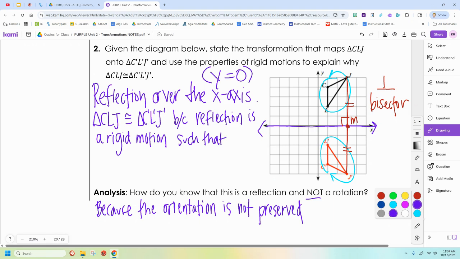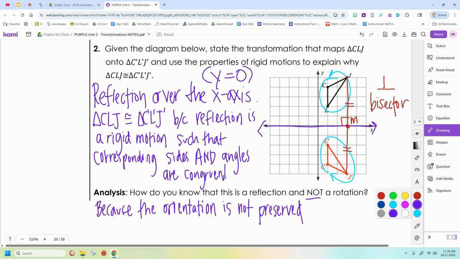Such that, this is the part that you need to remember, corresponding sides and angles are congruent. So I'm trying to use the same phrase every time we do this type of answer so that we can kind of ingrain it in our heads. We want to get full credit for that.